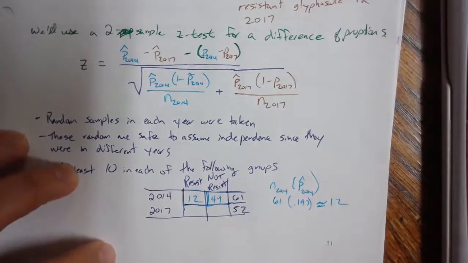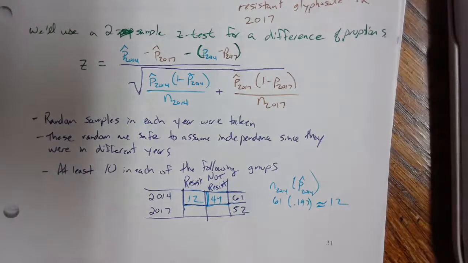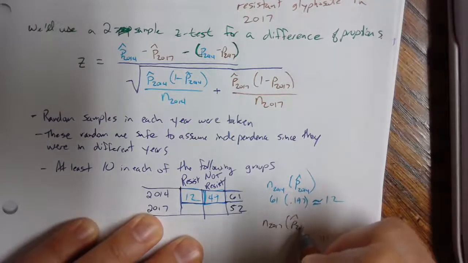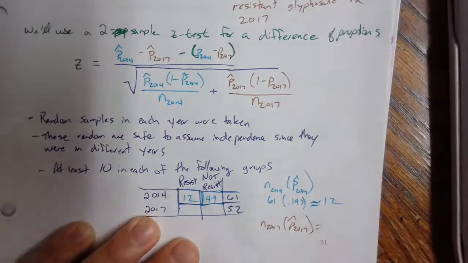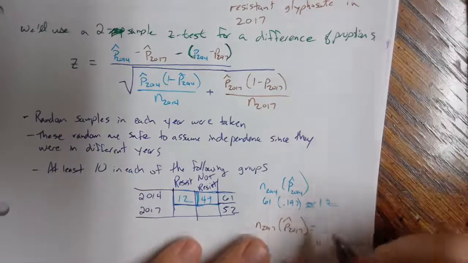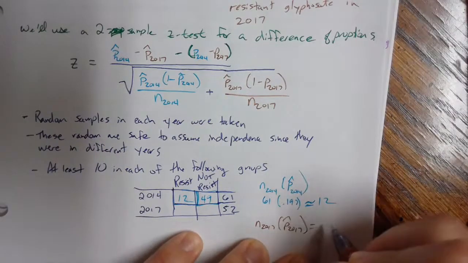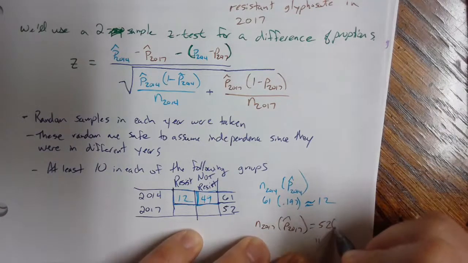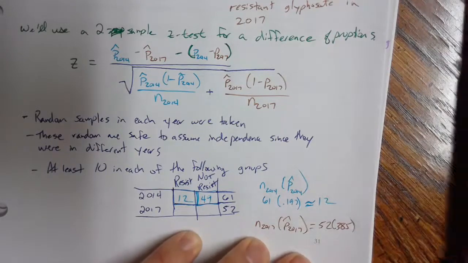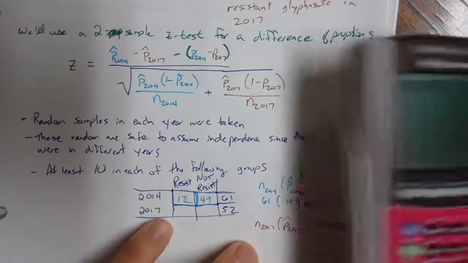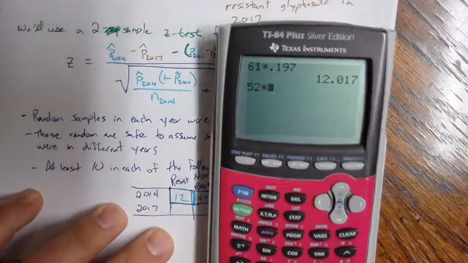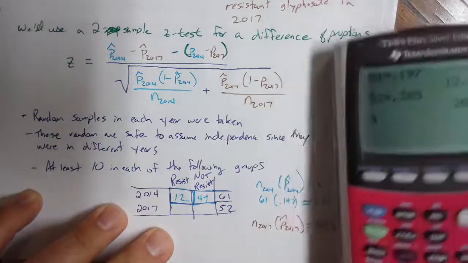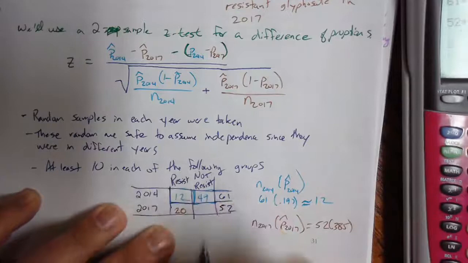And we're going to do the same thing for 2017. So n from 2017 comes a probability that they were resistant from 2017, and we can get a sample size here of number of, I guess you call them successes, resistant to glyphosate. So we had 52 with a 38.5% resistant rate. So we're going to multiply those two numbers together, and we get a number that is just above 20. So it must have had 20 plants that were resistant, which must mean there were 32 that were not.